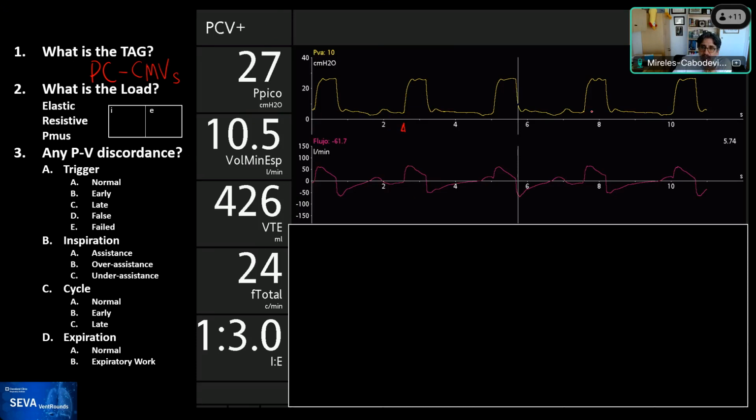And you don't see any evidence of this triangle trigger. So that means that all these breaths are mandatory. So they have been triggered by time. And actually, you rapidly can see that the interval between each breath is regular. So the expiratory time and inspiratory time are constant. So these are all mandatory breaths.